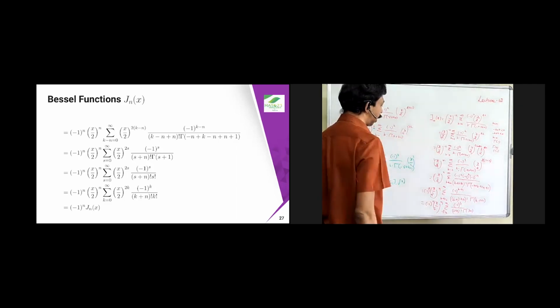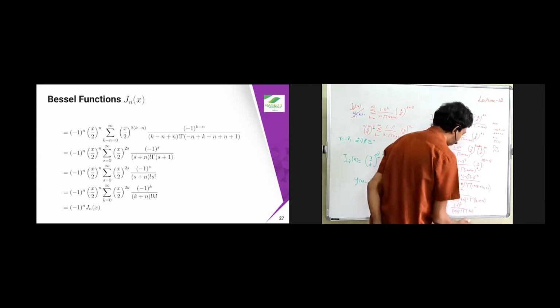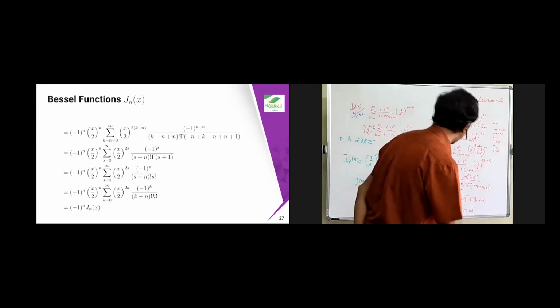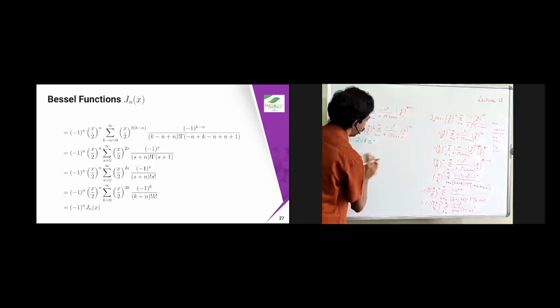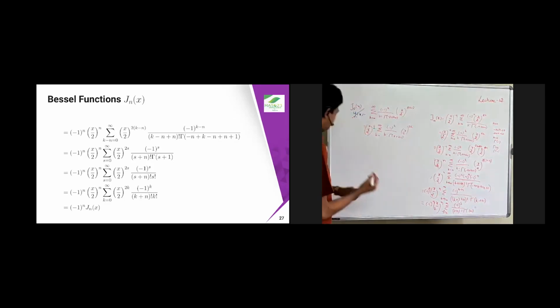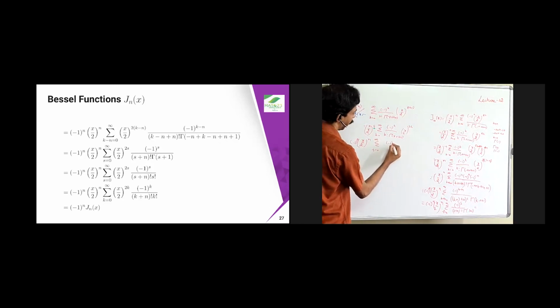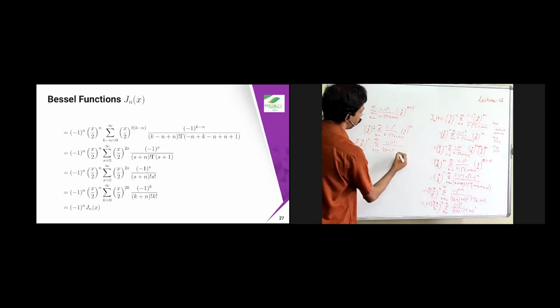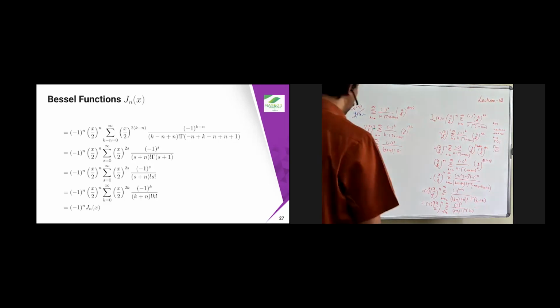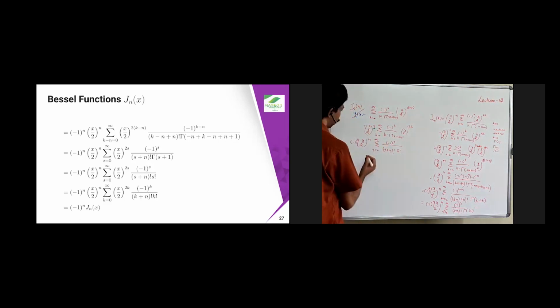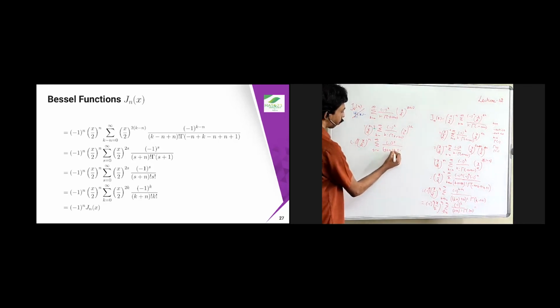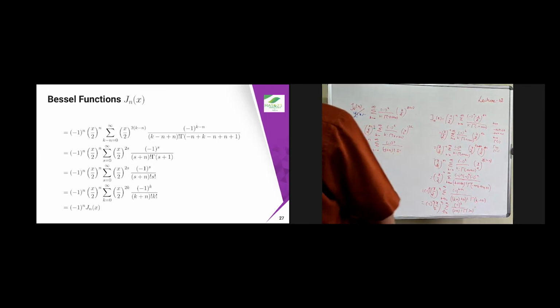So gamma of s plus 1, because I am taking n, s is also here. So this is going to become gamma of s plus 1, I can put it as s factorial. So this is going to become minus 1 power n (x by 2) power n summation s equal to 0 to infinity, minus 1 power s divided by (s plus n) factorial into s factorial, because gamma of s plus 1 is s factorial.